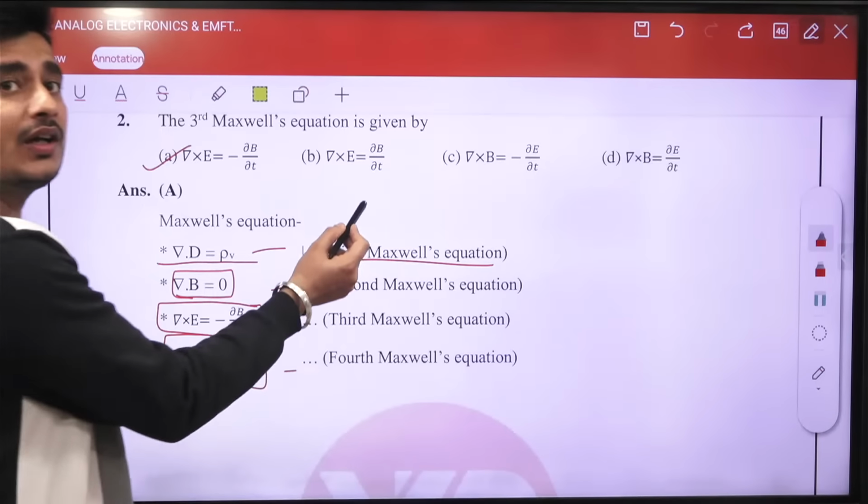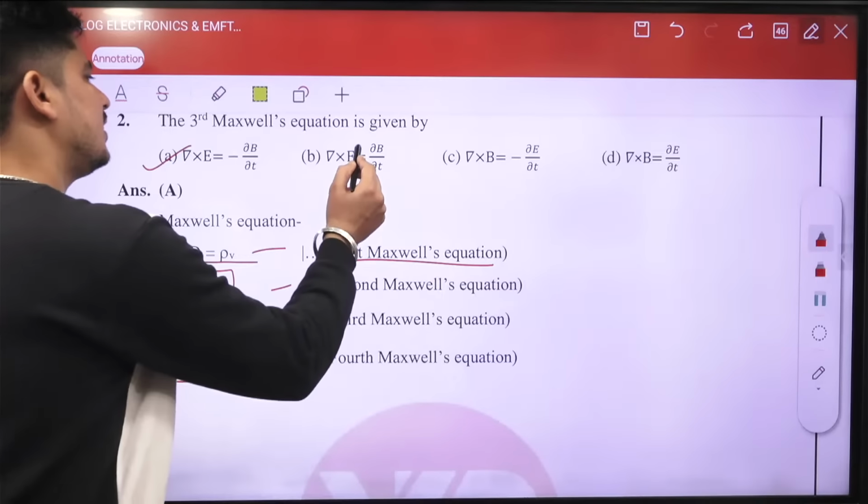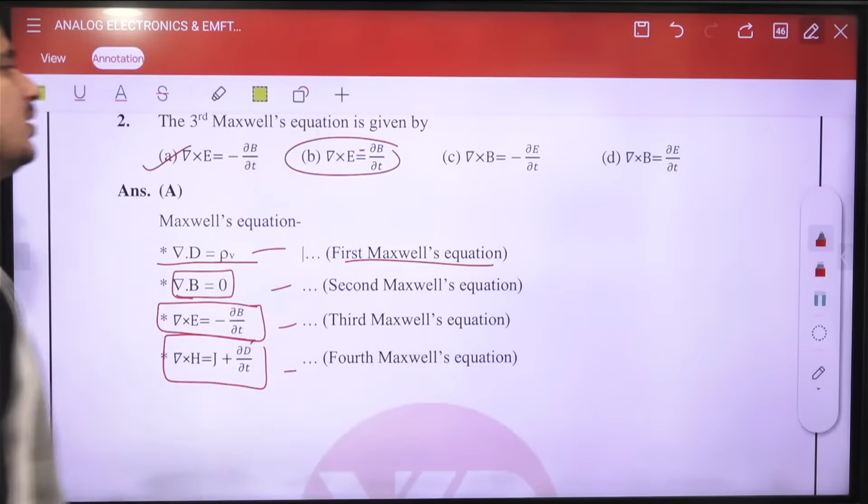See, B is not correct. Some people are giving the answer B because inside the B the minus sign is not there. B is not the correct answer.